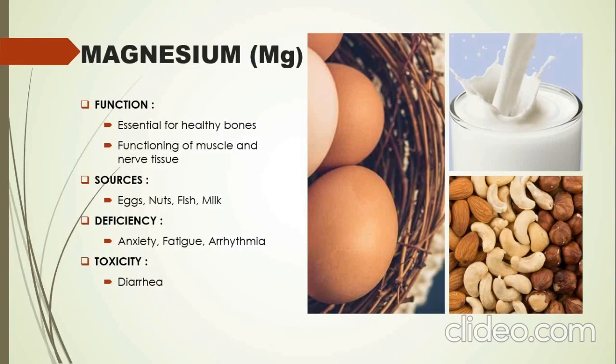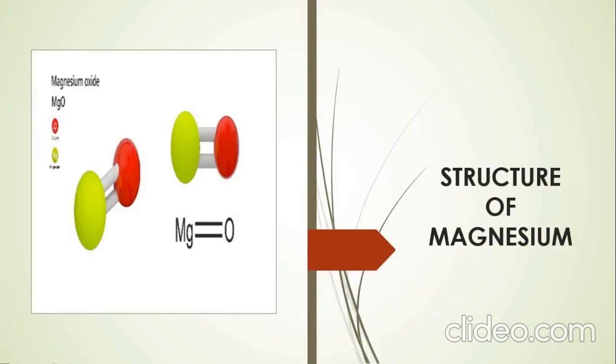Next is magnesium. It has many functions, including healthy bones and helping with muscle and also nerve tissue. A human body contains around 25 grams of magnesium. Magnesium can be found in eggs, fish, nuts and more. People who have less magnesium will show symptoms of anxiety and also fatigue. In the long term, the effect will cause diarrhea, which may result in dehydration due to fluid loss. This is the structure of magnesium.